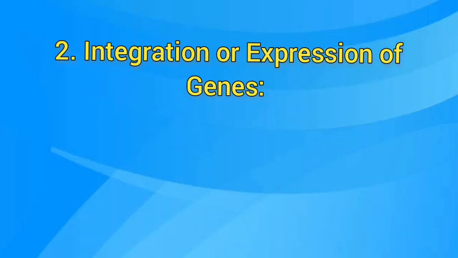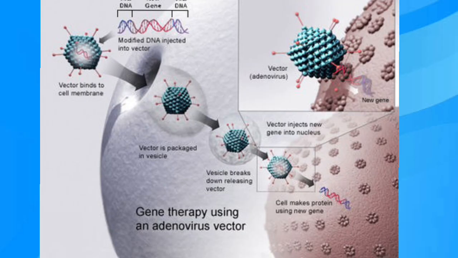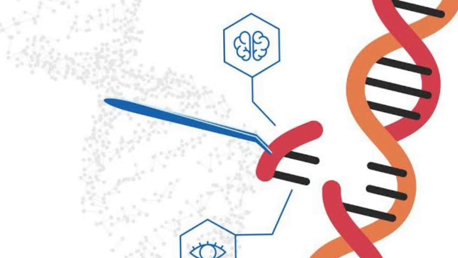2. Integration or expression of genes. Once the therapeutic genes are delivered into the target cells, they integrate into the cellular DNA or function independently to produce the desired therapeutic effect. For example, the therapeutic gene may produce a missing protein or regulate the expression of malfunctioning genes.